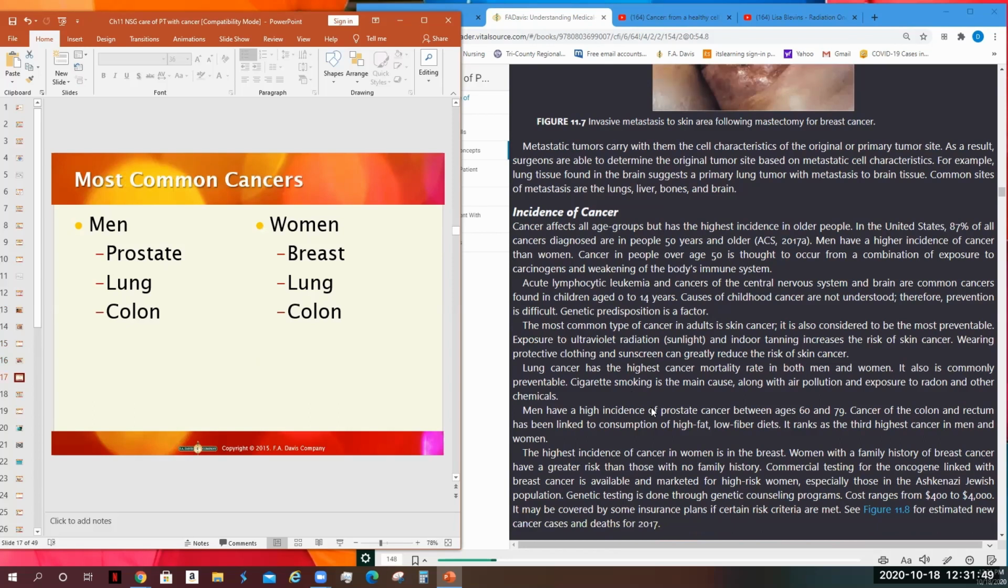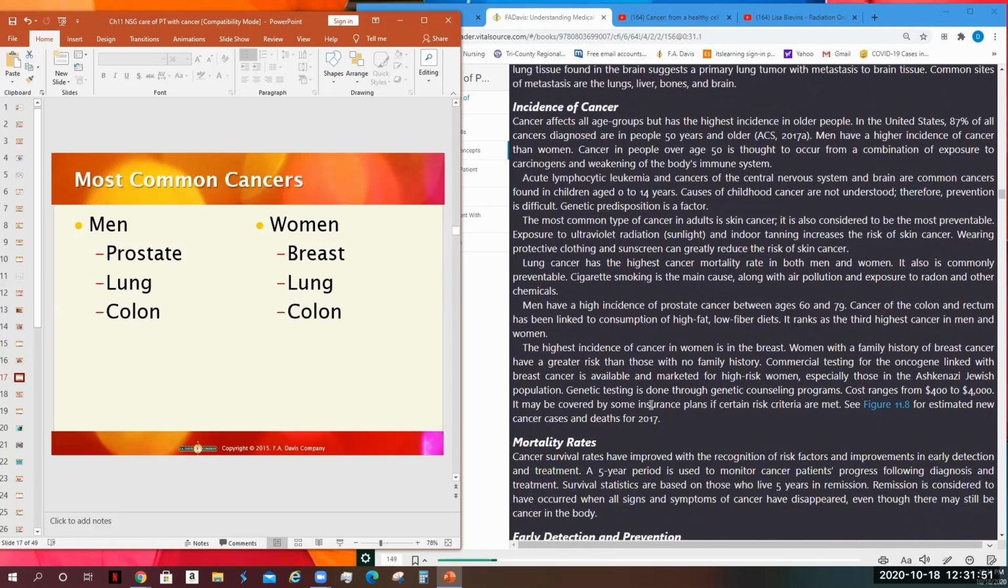Incidence of cancer. Cancer affects all age groups, but has the highest incidence in older people. In the United States, 87% of all cancers diagnosed are in people 50 years and older. Men have a higher incidence of cancer than women. Cancer in people over age 50 is thought to occur from a combination of exposure to carcinogens and weakening of the body's immune system.